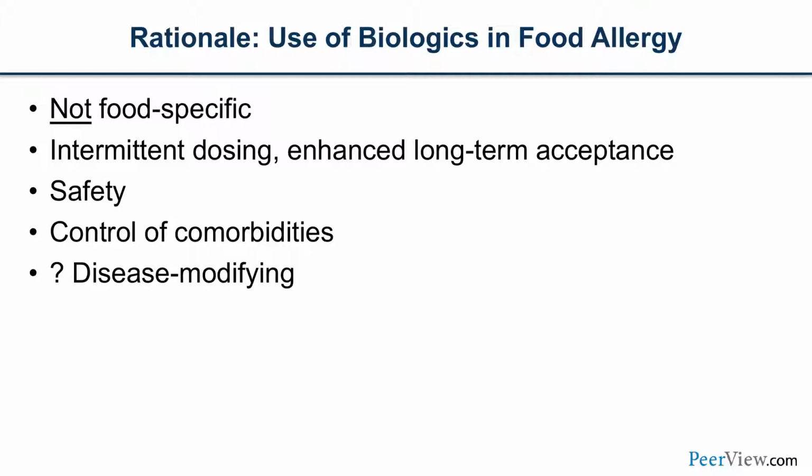And then one of the neat things that we think about is that our patients with food allergy very rarely only have food allergy. These are usually allergic kids that also have asthma or allergic rhinitis or atopic dermatitis. And the right biologic might actually help control their other allergic diseases while at the same time helping to prevent their food reactions. And then a dream we have is that some of these might be disease modifying.